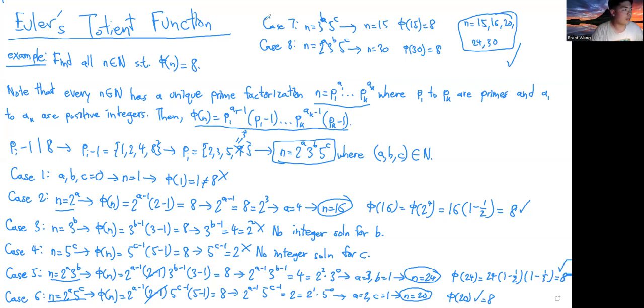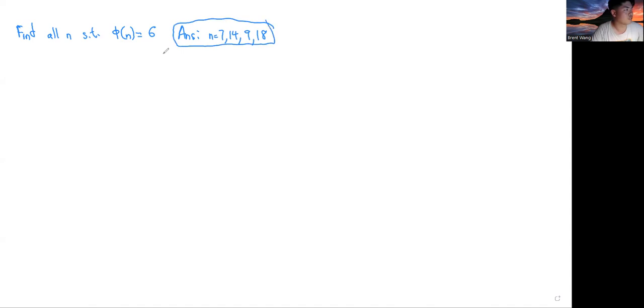So I will give you guys some practice problems to try. Find all n such that phi of n is equal to 6. I'm just going to give you the answers this time. n is equal to 7, 14, 9, and 18. I didn't do that in order. But yeah, these are the 4 solutions when you do phi of n is equal to 6.